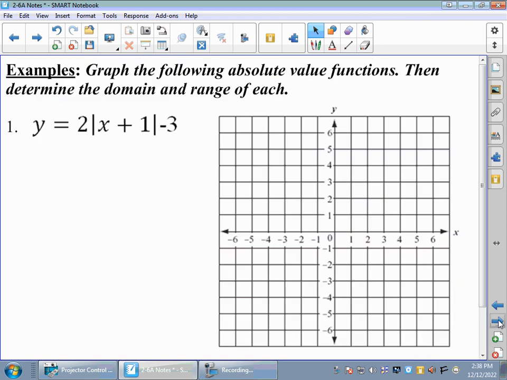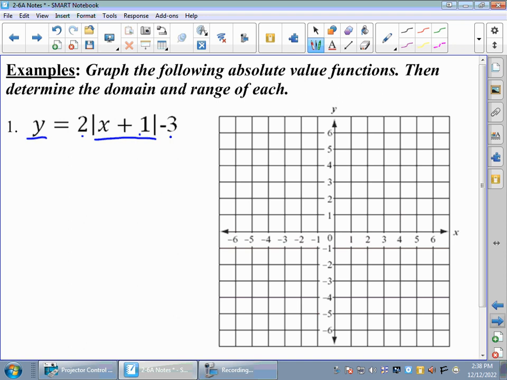So let's go ahead and get started here. This first one, the order of operations: after you do something to x, the very first thing we're going to do, if you plug in a number for x, would be to add 1. And then after we added 1 to the variable x, we take the absolute value of it. And then after we take the absolute value of it, we multiply it by 2. And then after we double it, we subtract 3. And that's equivalent to your y value.